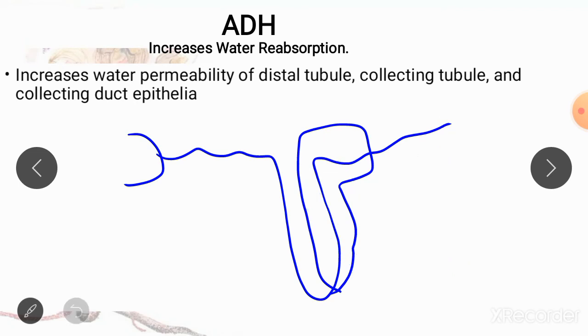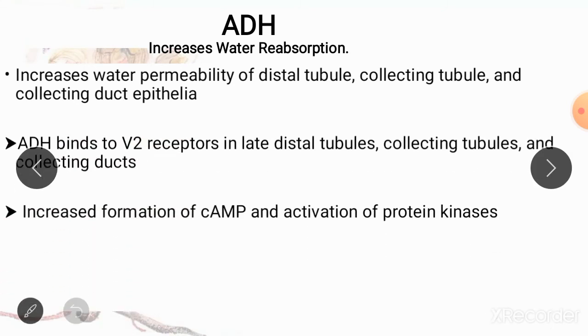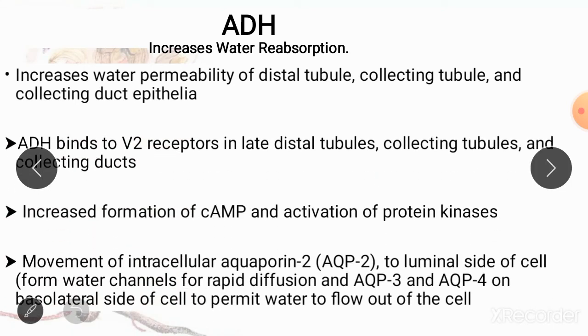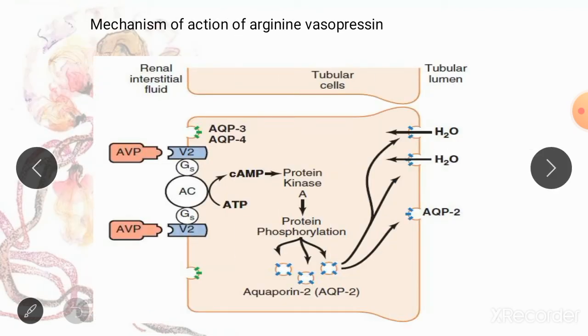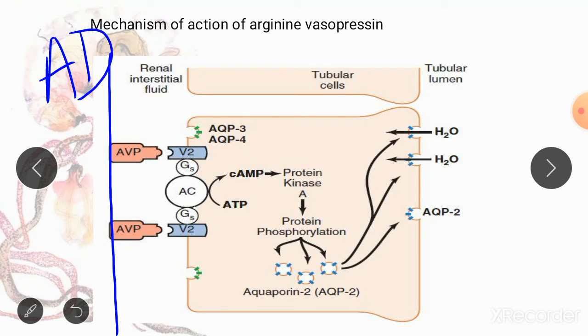So what happens is, when ADH comes, it incorporates a special type of proteins known as aquaporins on the surface of the cells of the distal convoluted tubules, collecting tubules and collecting ducts, and these proteins act as channels to allow water to be reabsorbed from the luminal surface. Here you can see this is your basolateral surface, which is next to your peritubular capillaries. Whenever there is secretion of ADH in your blood, ADH is also known as arginine vasopressin, so it can also be denoted by AVP, but it is normally known as ADH.